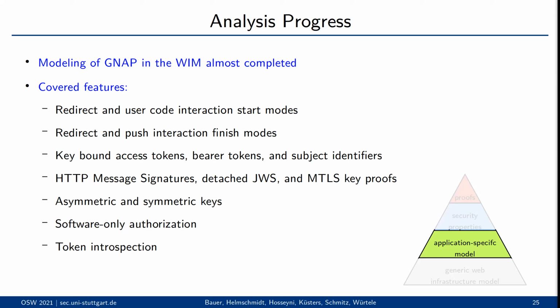Next to keybound access tokens and bearer tokens, I also modeled the possibility of an authorization server to return subject identifiers to the client instance. As key proofs, I implemented HTTP message signatures, detached JWS, and MTLS with both asymmetric and symmetric keys. I also covered the software-only authorization mode, where a grant process happens without any user involvement. And I also implemented token introspection. So now the next step will be to define security properties for GNAP.